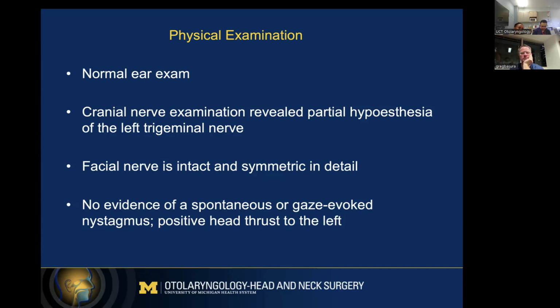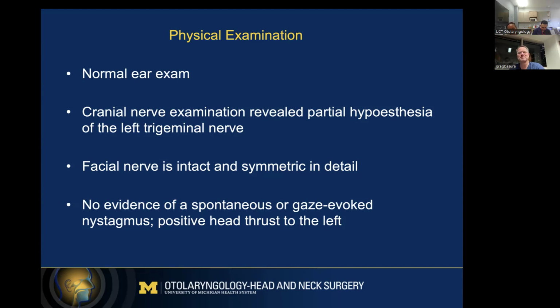So with the head thrust, you're mainly testing the lateral canal, because the lateral canal is the one that senses horizontal motion along the horizontal plane. And the lateral canal is supplied by the superior vestibular nerve. What other structures are supplied by the superior vestibular nerve? So the superior vestibular nerve usually supplies the lateral canal, the anterior canal, and the saccule.